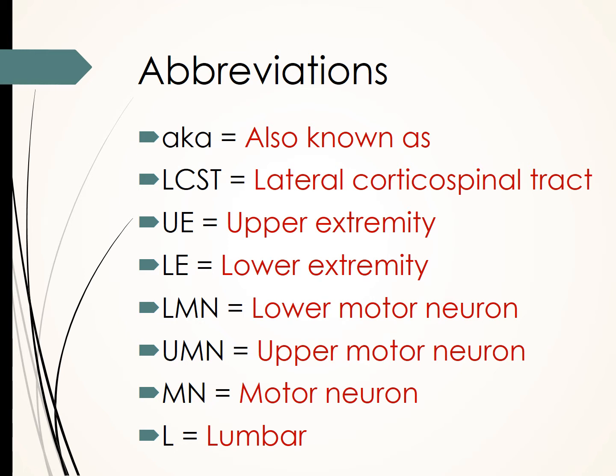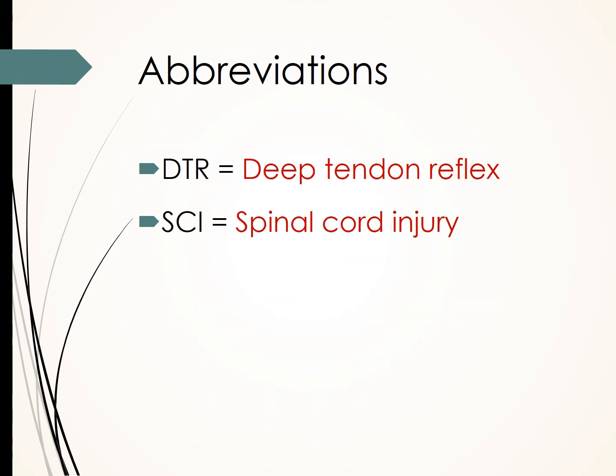In our discussion of the lateral descending motor tracts, we have several abbreviations, aka, also known as. LCST, lateral corticospinal tract. UE, upper extremity. LE, lower extremity. LMN, lower motor neuron. UMN, upper motor neuron. MN, motor neuron. L, lumbar. Additional abbreviations include DTR, deep tendon reflex, and SCI, spinal cord injury.